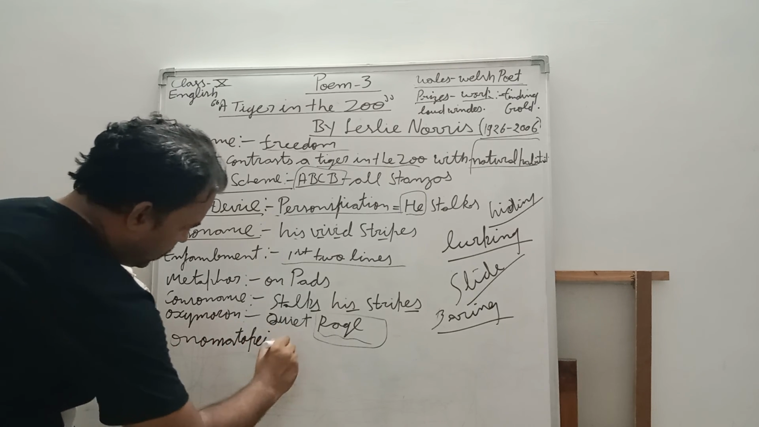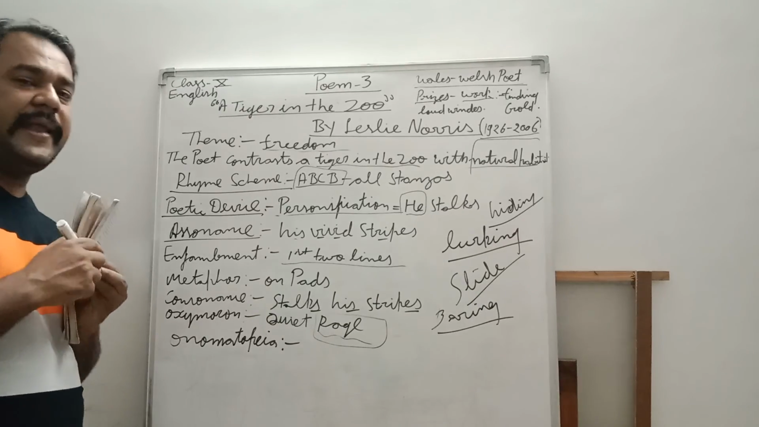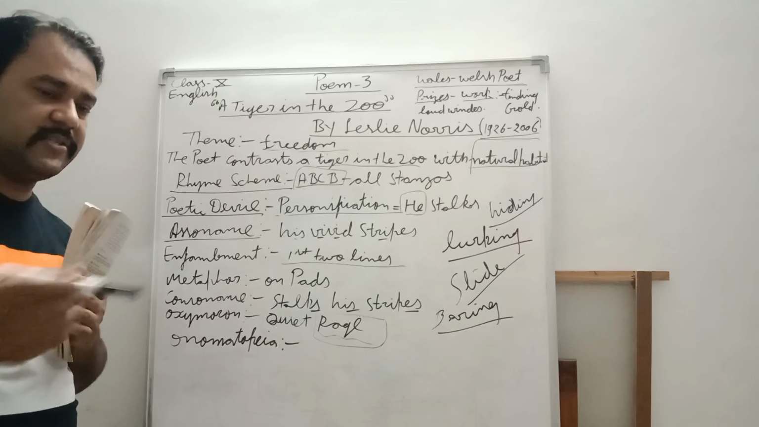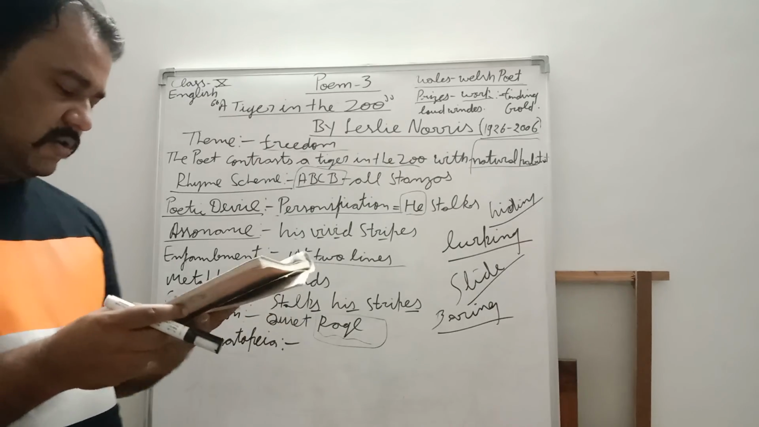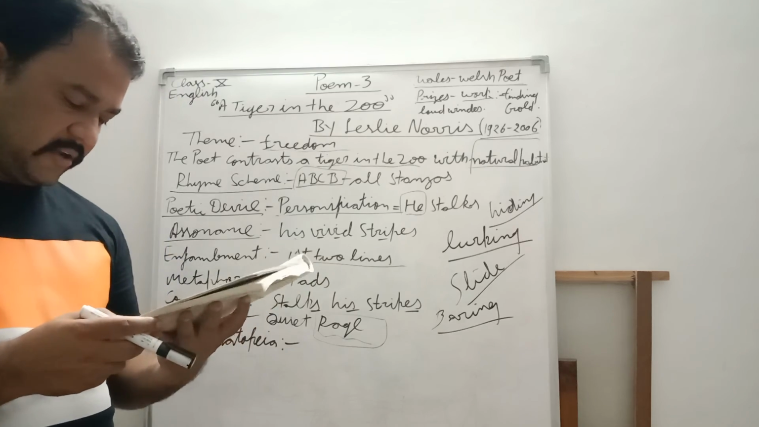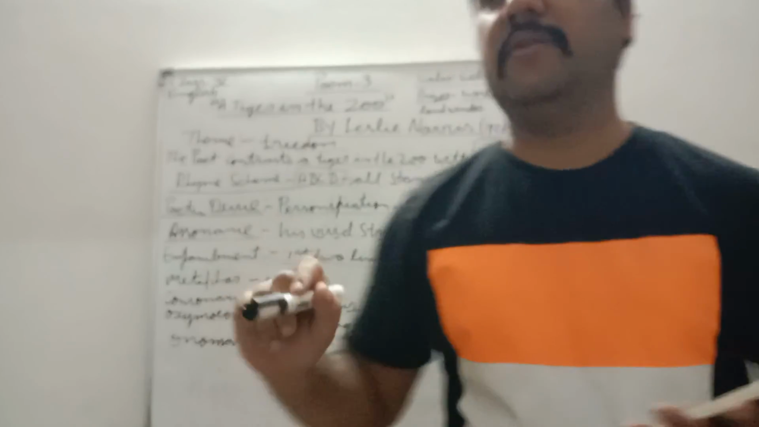Onomatopoeia is words that represent the sound as they are written and spoken, like zigzag. So the way I am saying zigzag, it would also be written that way. It would be read that way. So that's onomatopoeia. Other than that, if you find any other poetic device as you read, you can note it down.